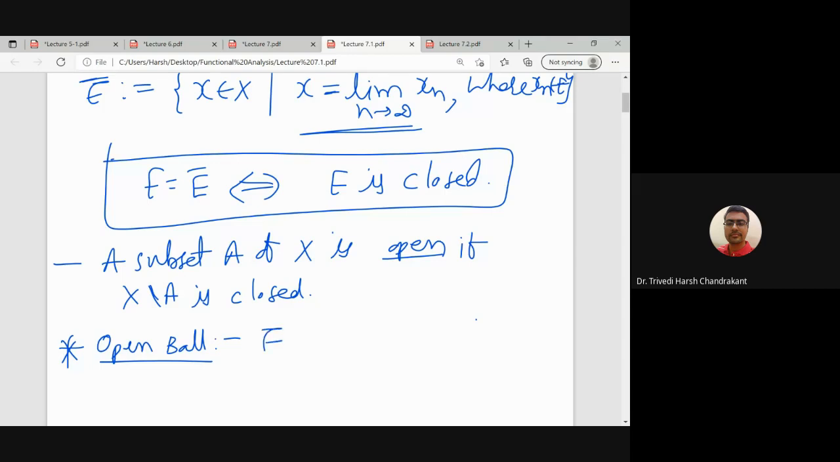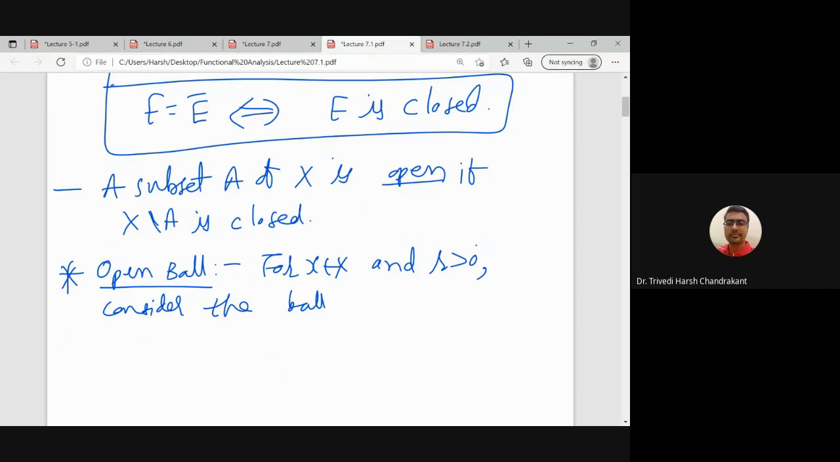So for x in X and r greater than 0, consider the open ball. Some books use this set as B(x, r), right? Because it is a ball, but we will be using the notation U(x, r). U(x, r) is basically the set of all points y in the metric space such that the distance of x with y is less than r.